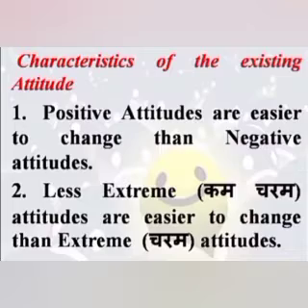But if you already have a negative attitude, then it's very difficult for you to change that attitude unless and until you get proper proof. Then, less extreme attitudes are easier to change than extreme attitudes. That means attitudes which have already been formed, which are in your central attitudinal system, cannot be changed easily, whereas those in the periphery can be changed.